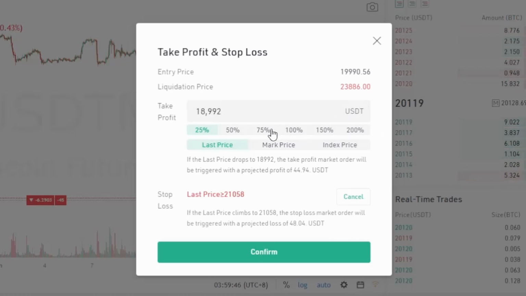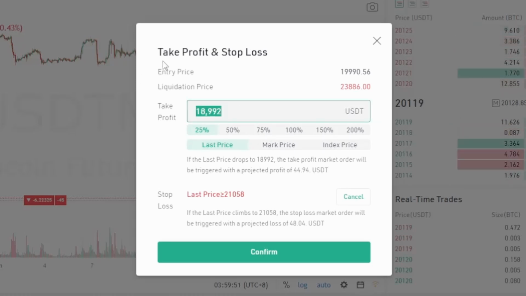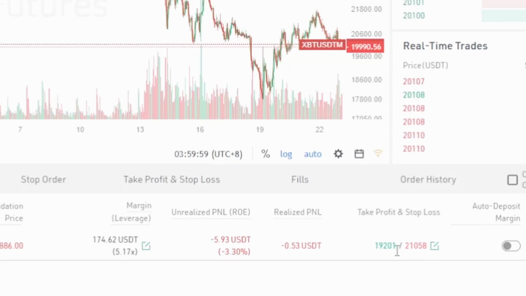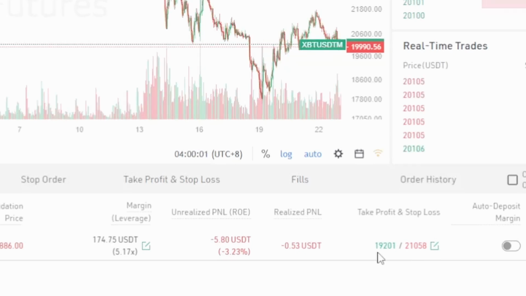So that's all this means, and so I don't use this as far as these percentages go anyways. I just put down the price that I want to close my trade based on my TA. It tells me my estimated profit will be 35 bucks. I hit confirm, and now you have a stop loss in place and a take profit. Just keep in mind that take profit will close out your entire position.